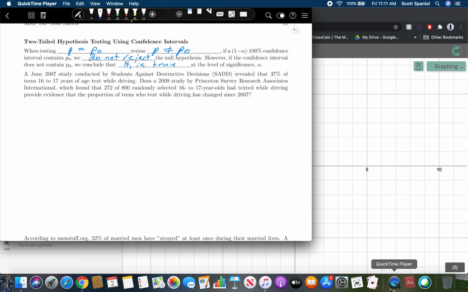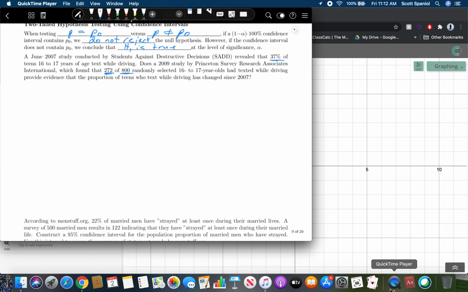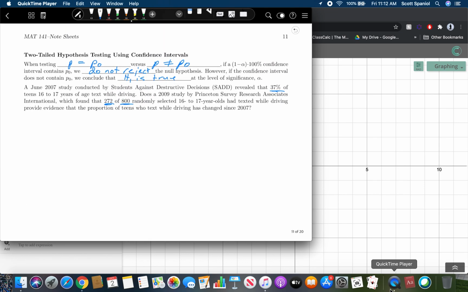So to give you an example of that, a June 2007 study conducted by Students Against Destructive Decisions, SADD, revealed that 37% of teens aged 16 to 17 years of age text while driving. Does a 2009 study by the Princeton Survey Research Associates International, which found that 272 of 800 randomly selected 16 to 17-year-olds had texted while driving, provide enough evidence that the proportion of teens who text while driving has changed since 2007?